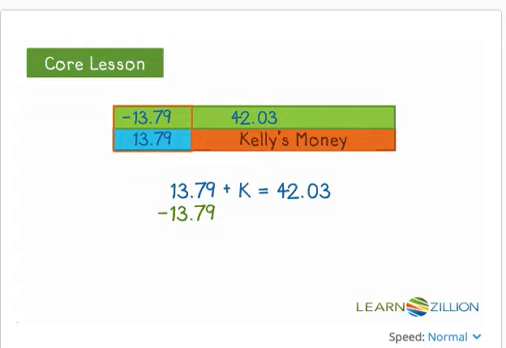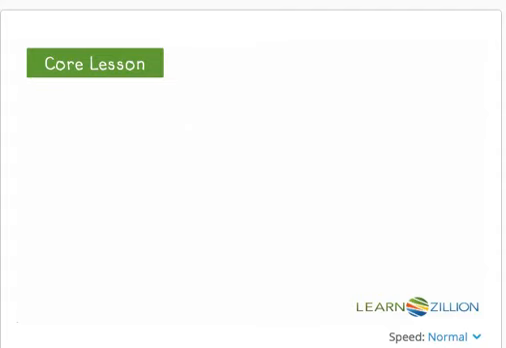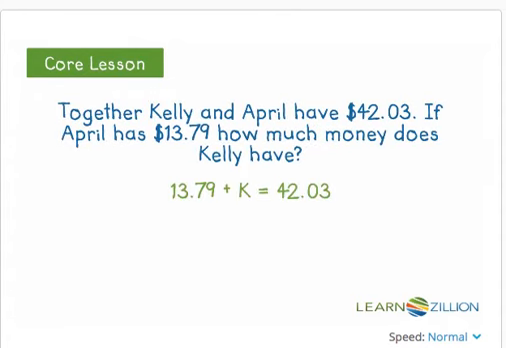So we start with our first side and we subtract $13.79 and we're left with Kelly's money. Now we subtract from both sides, so we take $42.03 and we subtract $13.79 to leave us with $28.24. This is what Kelly's money should be. By subtracting both sides, we are performing the inverse operation because originally we were adding, so the inverse would be subtracting. Here we have the original situation, our equation we used to represent, and we've said that Kelly has $28.24.